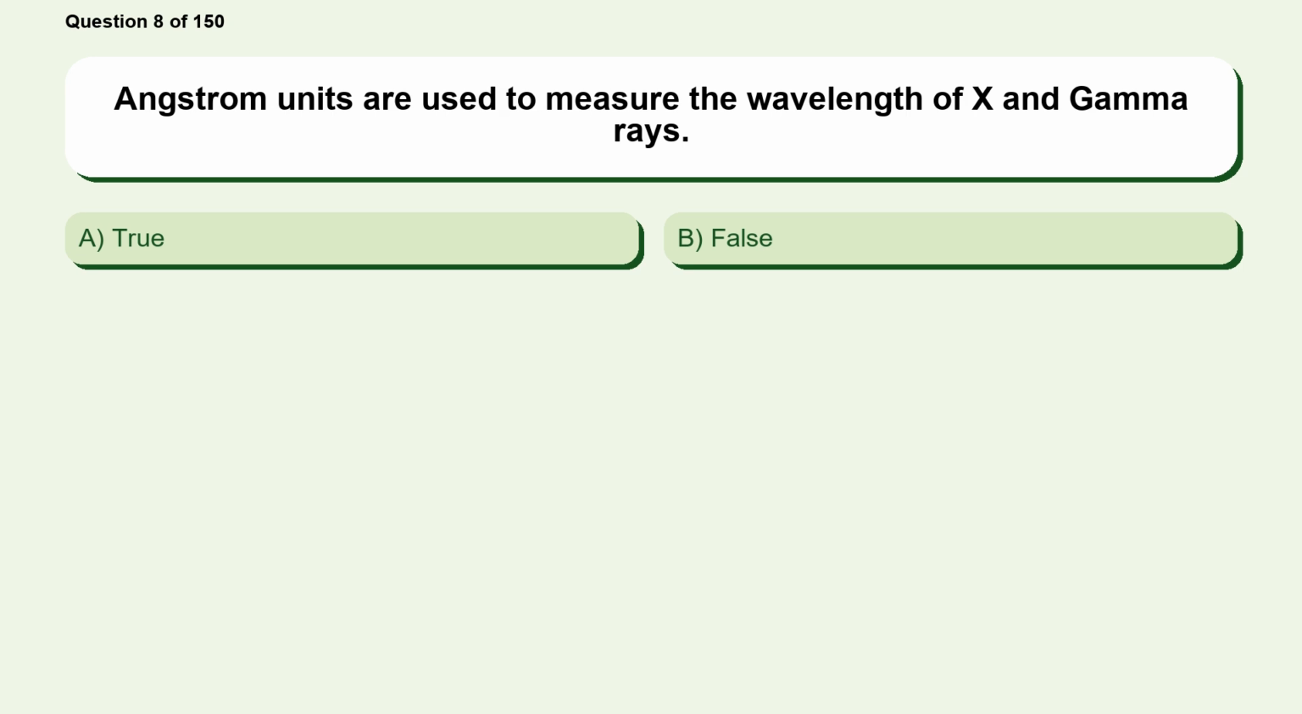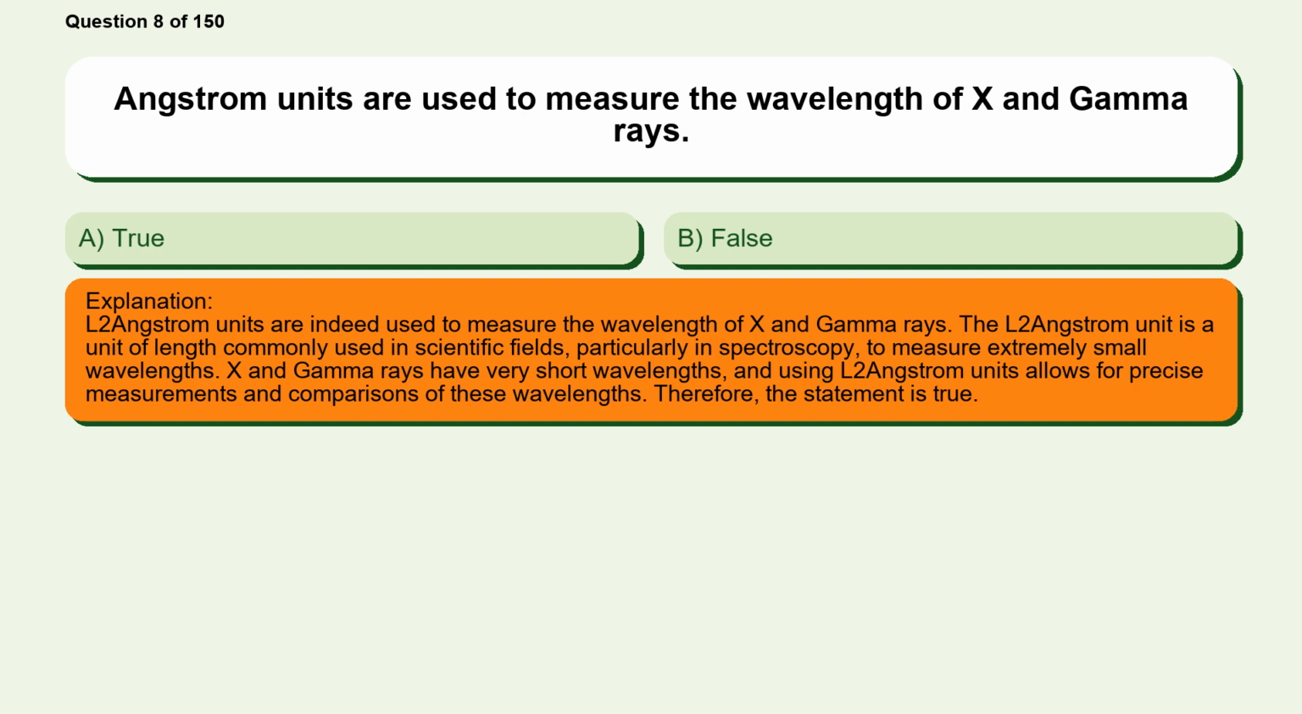Question 8. Angstrom units are used to measure the wavelength of X and gamma rays. Option A, true. Option B, false. The correct answer is option true. Angstrom units are indeed used to measure the wavelength of X and gamma rays.